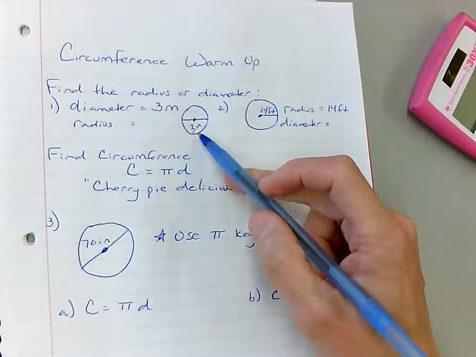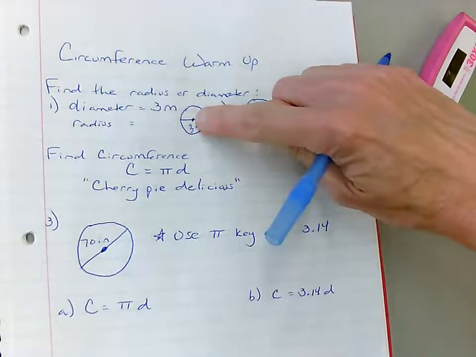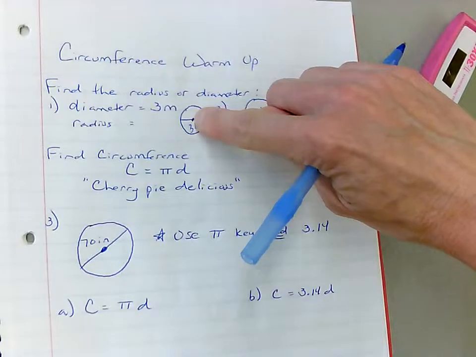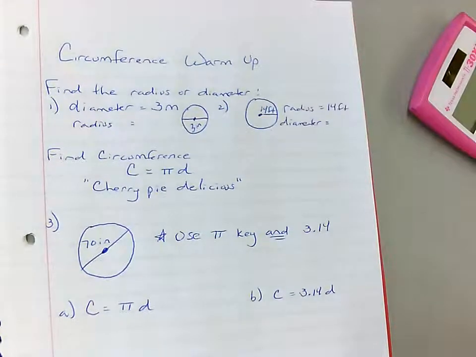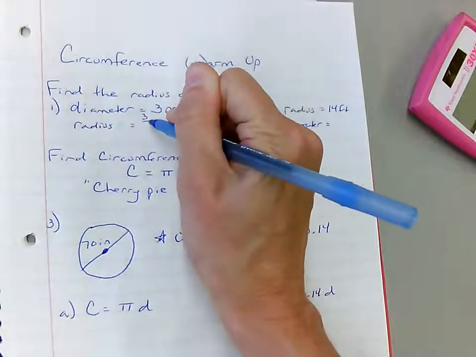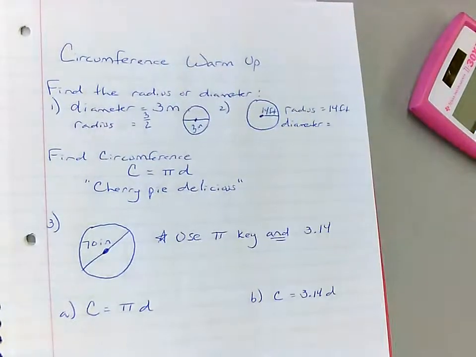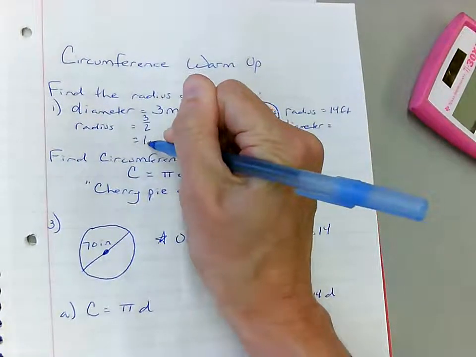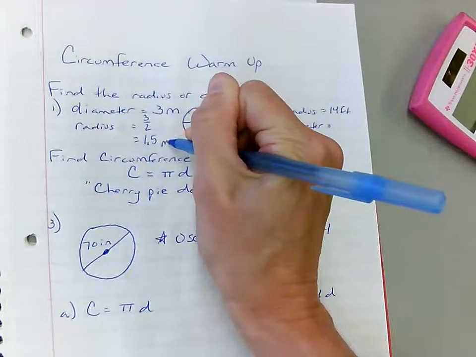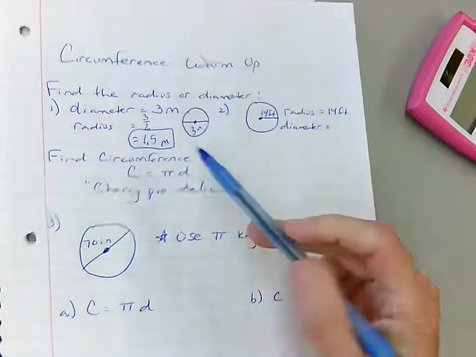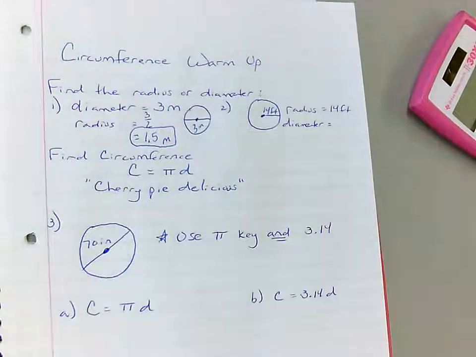Well, remember the radius is half of that. The radius is only this piece right here from the center point to one end of the circle. So remember, you have to cut that in half, which means you're going to do 3 divided by 2, and you're going to have a radius of 1.5 meters. There's your final on that one. Okay, radius, half the diameter, 1.5.